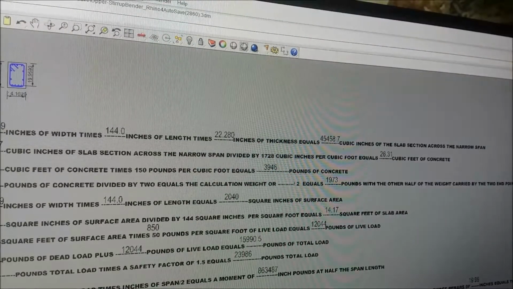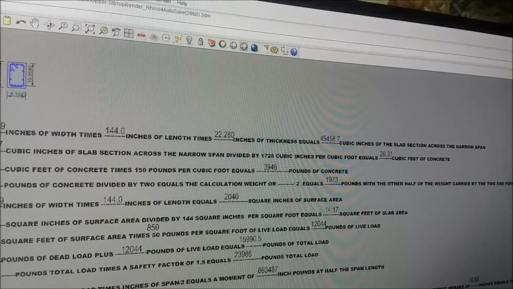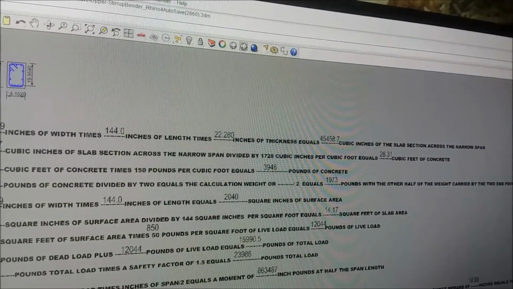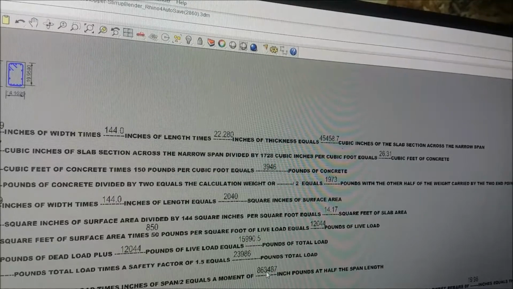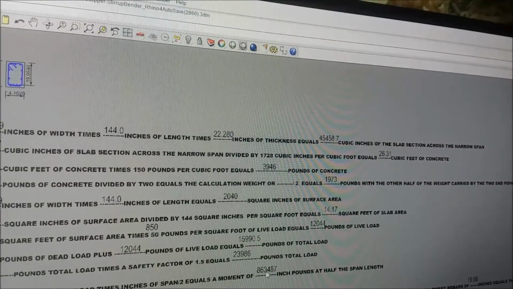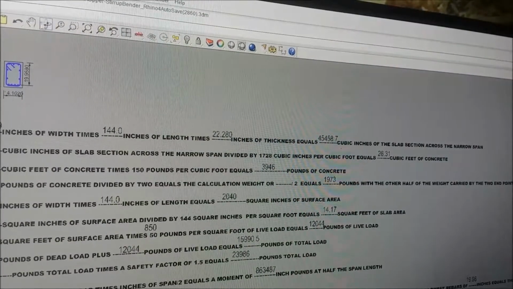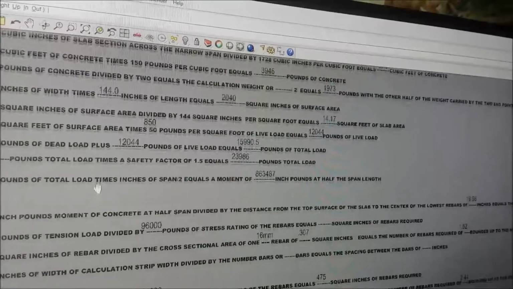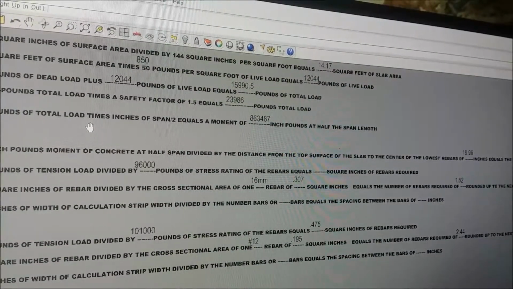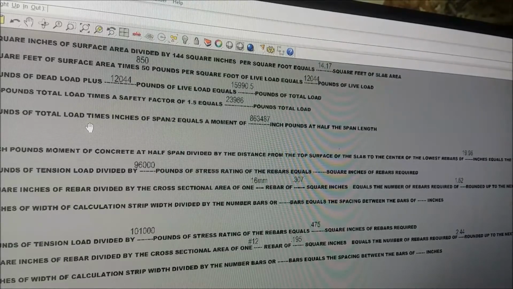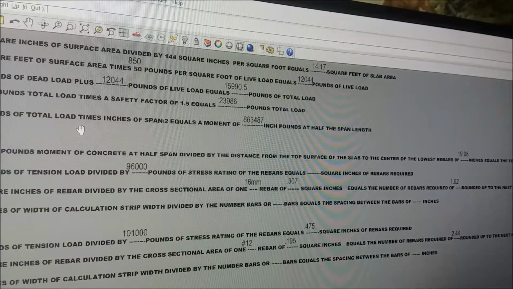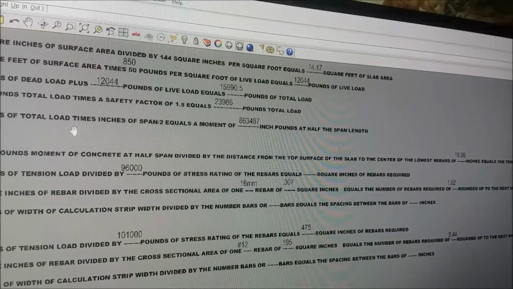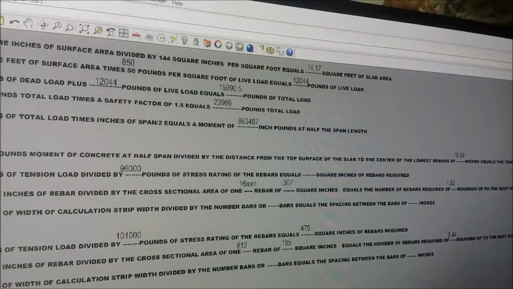So 23,986 pounds of total load times the inches of span over 2 gives you a moment of 863,487 inch pounds. And let's run the screen up a little bit. Okay, 863,487 inch pounds, a moment of concrete at half span. It's divided by the distance from the top surface of the slab to the center of the lowest rebars of 19.96 inches. And we'll take a look at that for those who didn't see part 2.